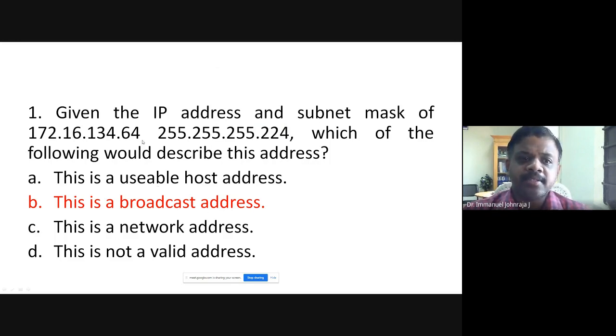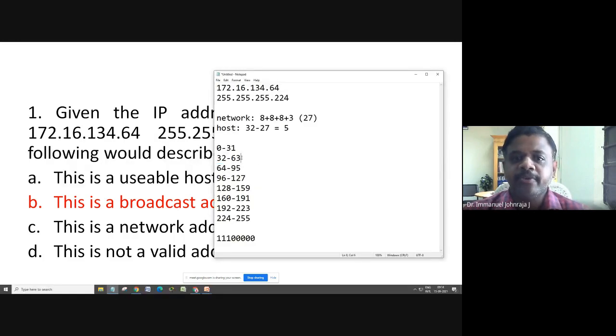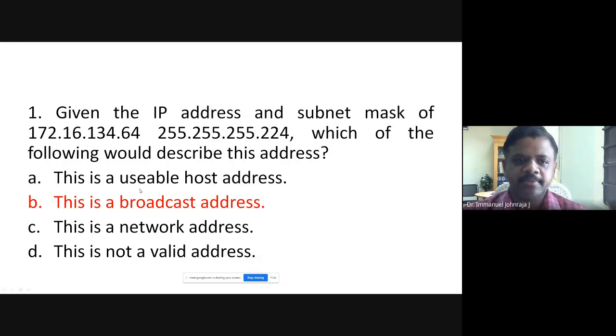All right. If it is 63, this is a broadcast address. If it is 64, this is going to be a network address. So the answer is supposed to be C.